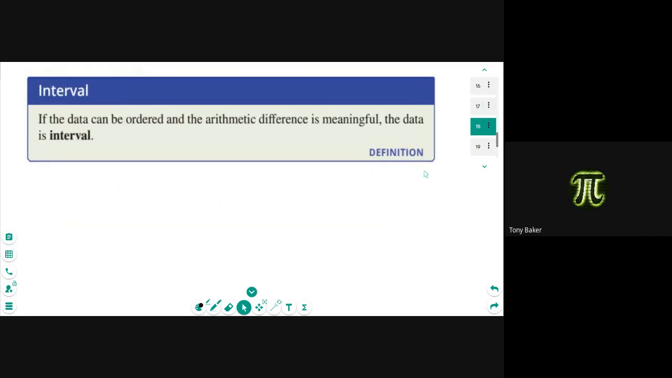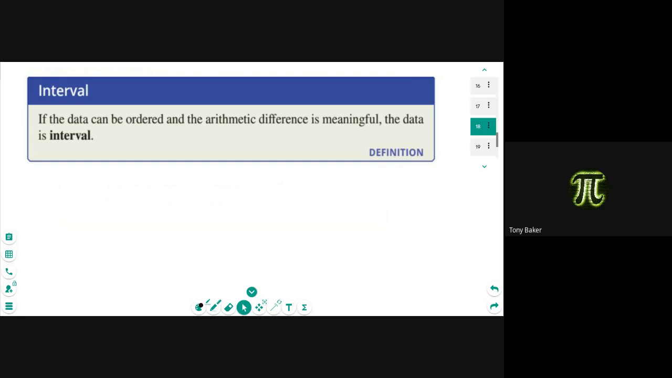Next one, intervals. I probably shouldn't have given the height example in the ordinal data because height actually is interval, because I could subtract your heights and tell how much taller you are from each other.